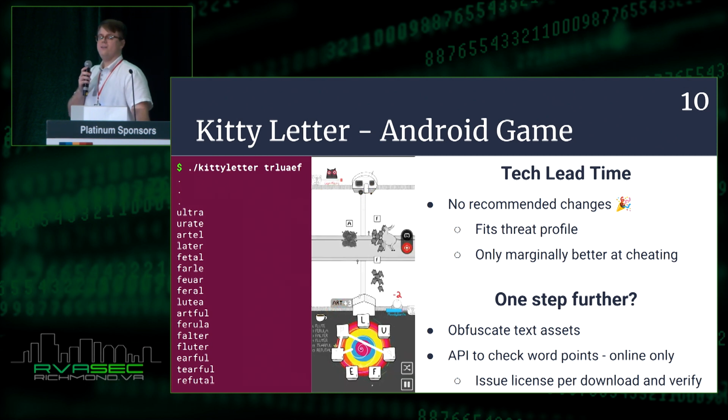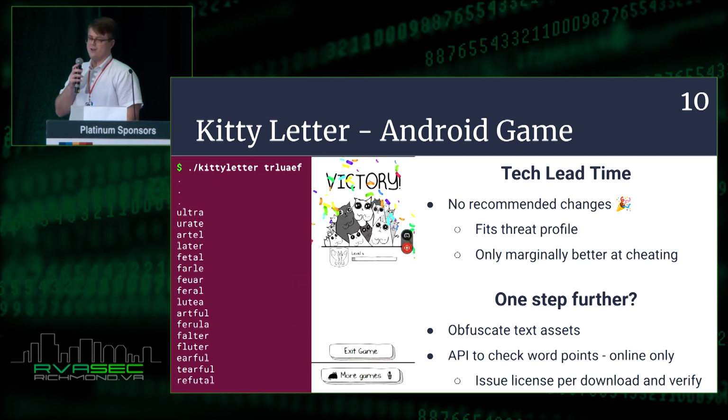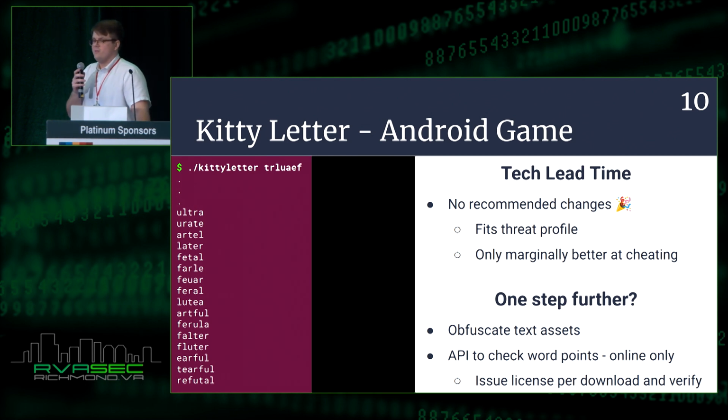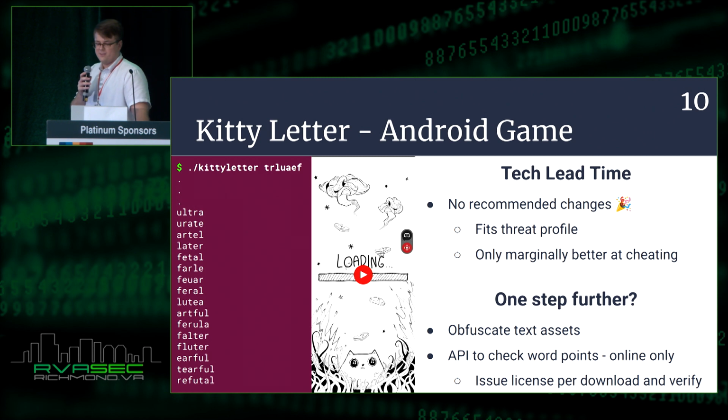So now you're the tech lead for Kitty Letter, and I'm here to recommend changes to you, and I'm going to tell you that this actually fits the threat profile for this game. I wouldn't recommend any changes. You're only marginally better at cheating when you extract assets from a game file. What kind of insane person is going to reverse engineer a game to extract those assets and write a custom program? You don't need to protect yourself against that.